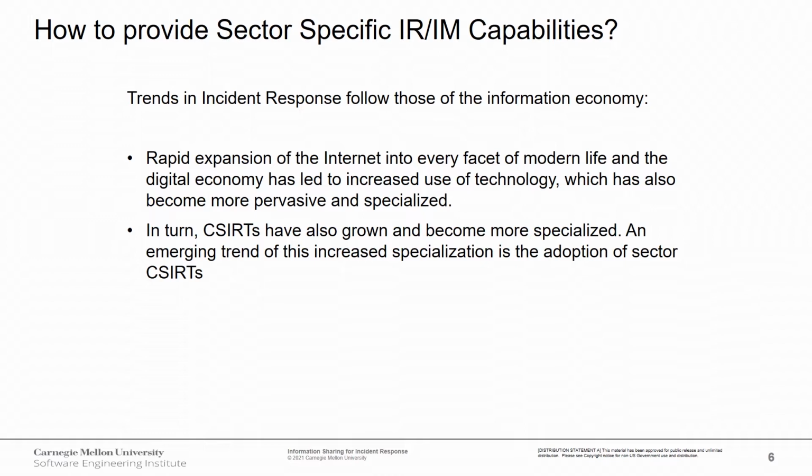And this is a result of specialization of the economy and then specialization of the attacker, right? When an attacker develops an attack vector that is specific to one sector, we as responders have to have an equally specialized response. So that leads us to this thing called a Sector CSIRT.